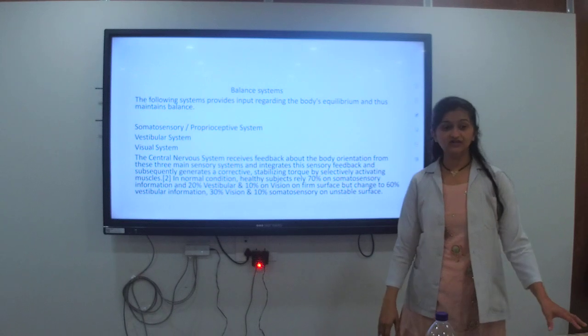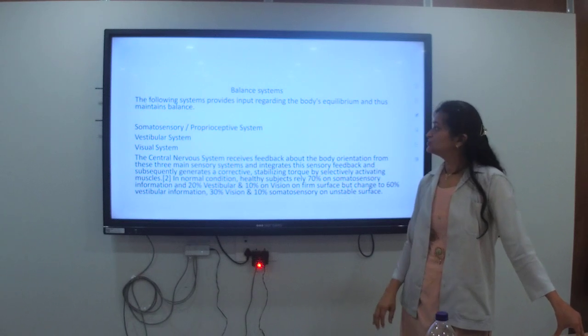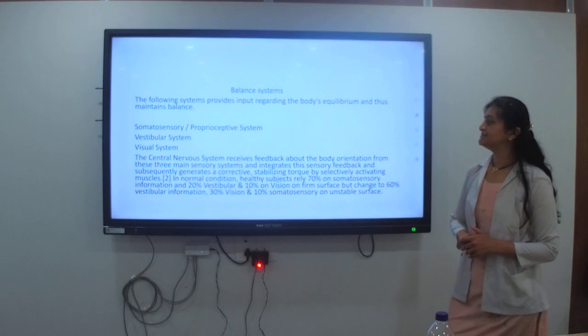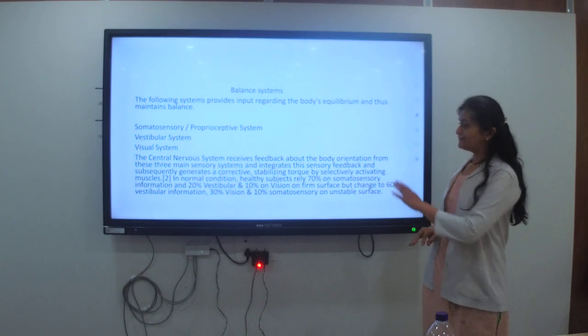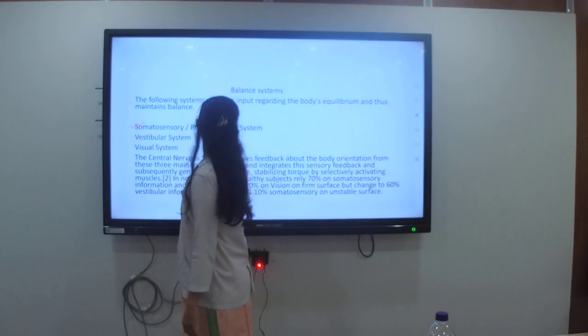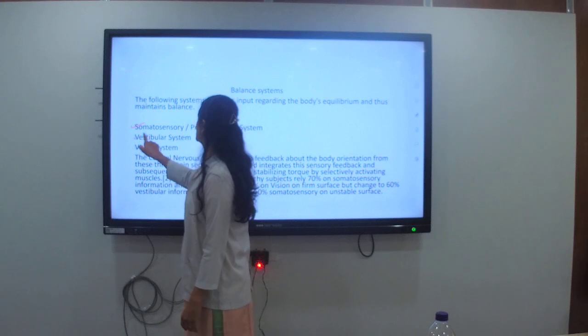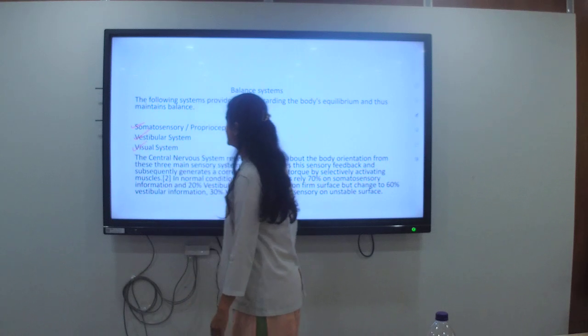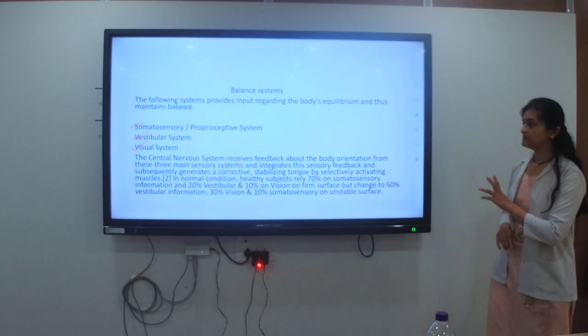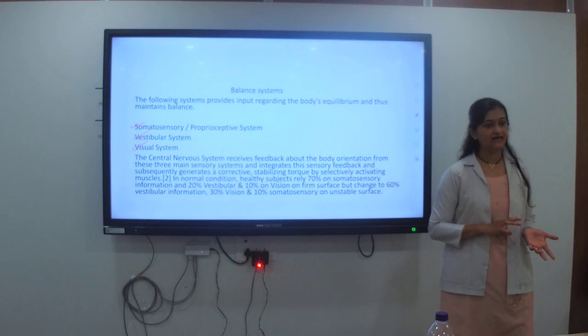Now there are three main systems. The following systems provide input regarding the body's equilibrium and thus maintain balance. The first system is your somatosensory or proprioceptive system, the second is your vestibular system, and the third is your visual system. All these systems should be intact. If anything is hampered, your balance will also be hampered.